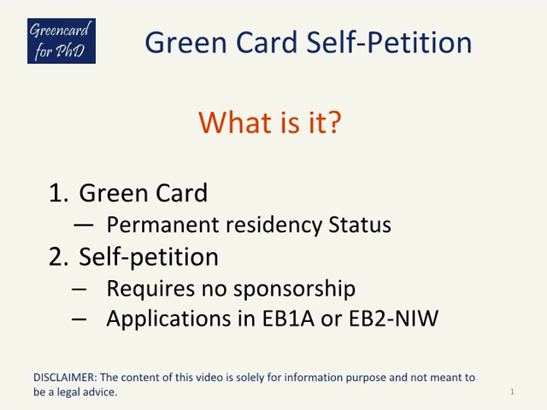A green card self-petition refers to a petition that the applicant can apply on his own without any external sponsorship. Generally, most categories of green card applications require a sponsorship. However, there are two categories within the green card application category list that allow any eligible applicants to apply on their own without the need for any sponsoring agency. These two categories are EB-1A and EB-2NIW. We'll discuss about these in a little bit more detail later.